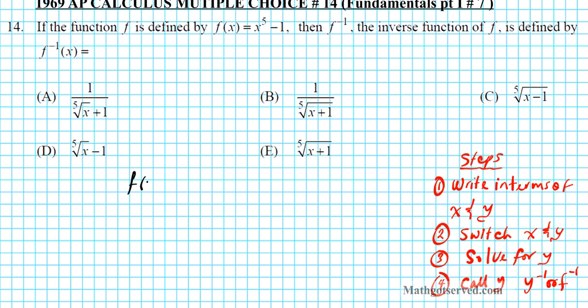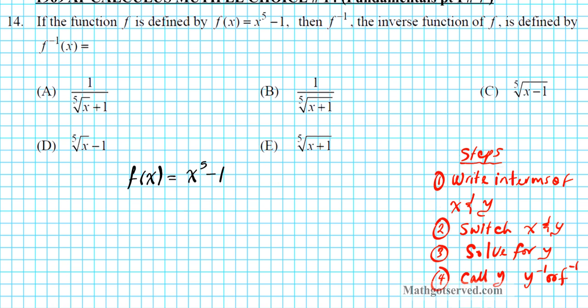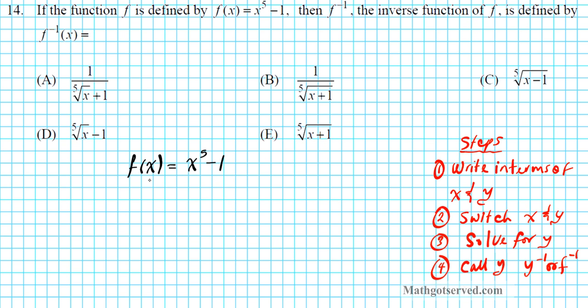So we have the function f of x equals x to the fifth minus 1. First thing we want to do is just write this using x and y. It just keeps everything neat. So f of x is the same thing as y, our dependent variable, equals x to the fifth minus 1. Now we're going to switch our x's and our y's. So instead of this being y, I'll call it x. My output becomes my input, and my input becomes my output. When I solve for this y, that will be our inverse: x equals y to the fifth minus 1.